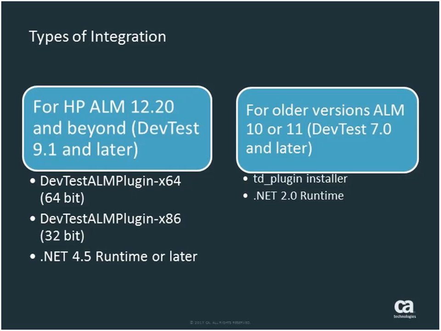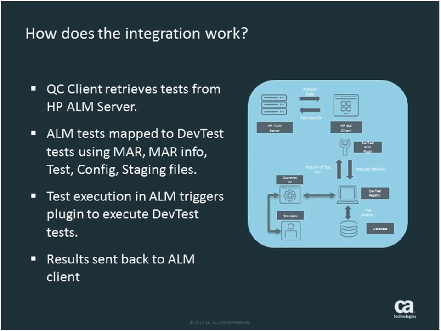And the TD plugin of course supports only 32-bit that way. So how does this integration actually work? I'm not sure if you're able to view this clearly. I'll try. You can probably zoom in.